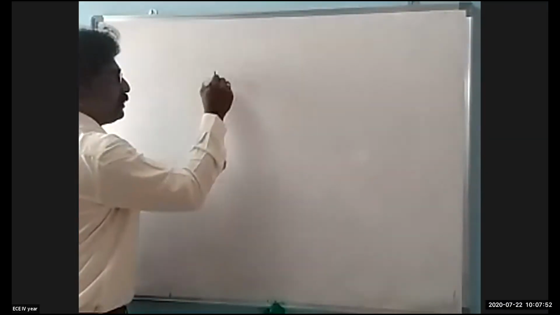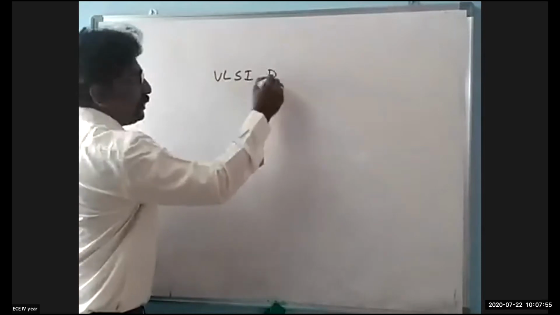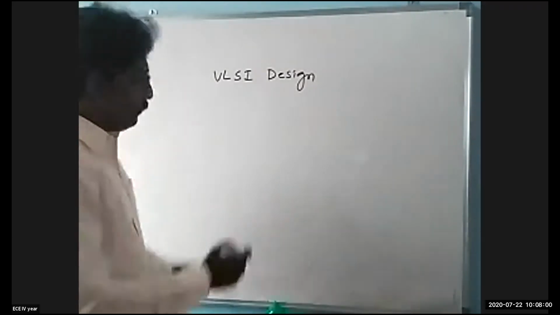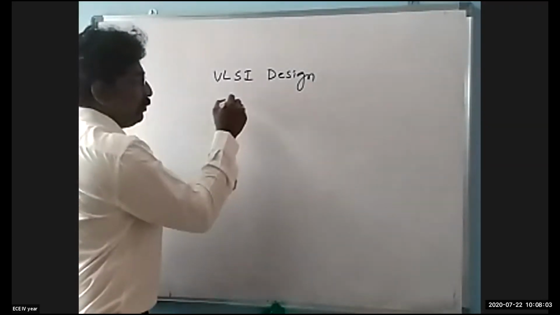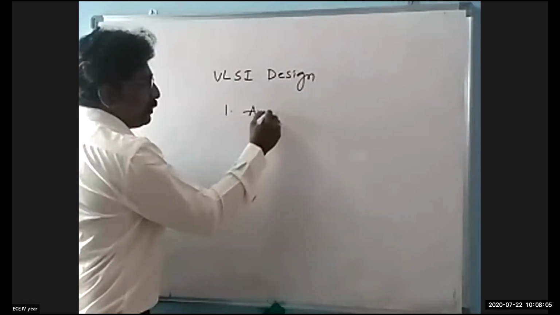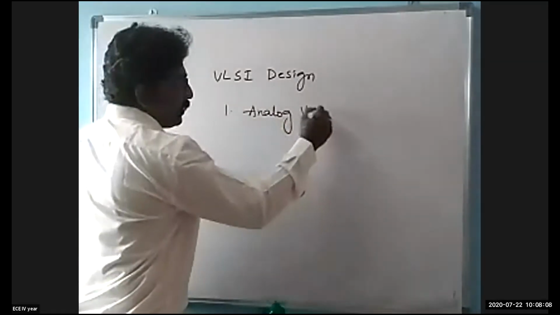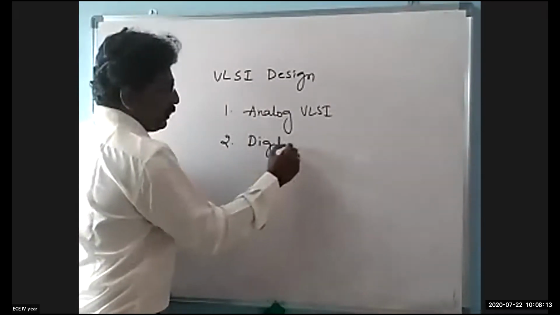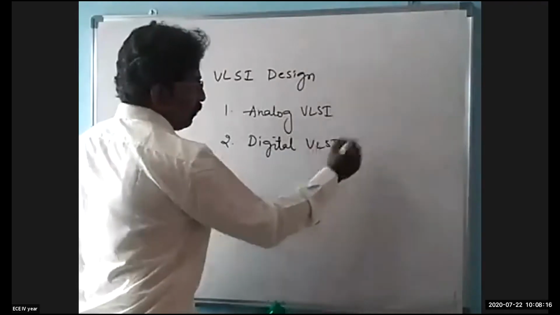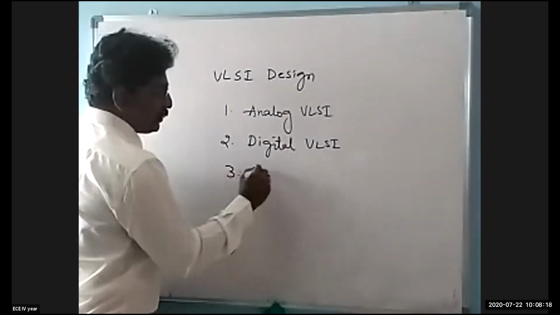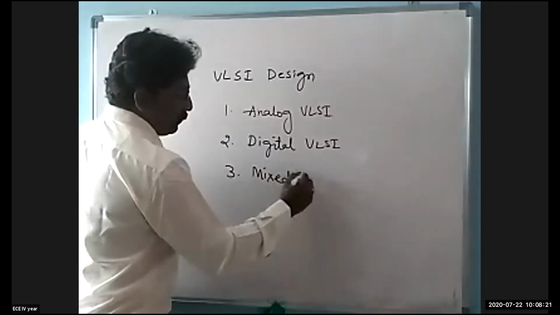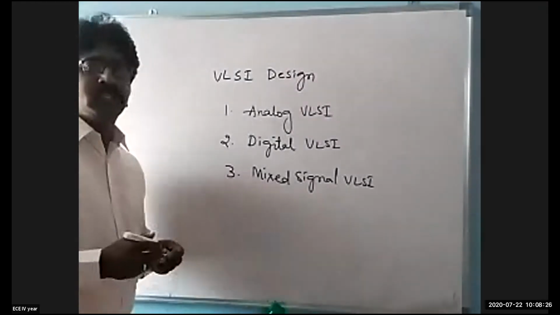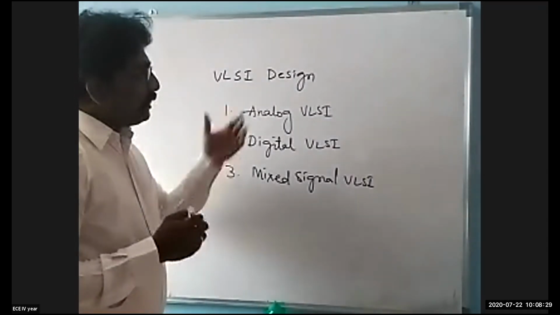VLSI design depending upon signals is basically divided into three different types. The first kind is called analog VLSI design. The second one is called digital VLSI design. And the third one is called mixed signal VLSI design. So these are the three different types of VLSI designs depending upon the different kinds of signals.